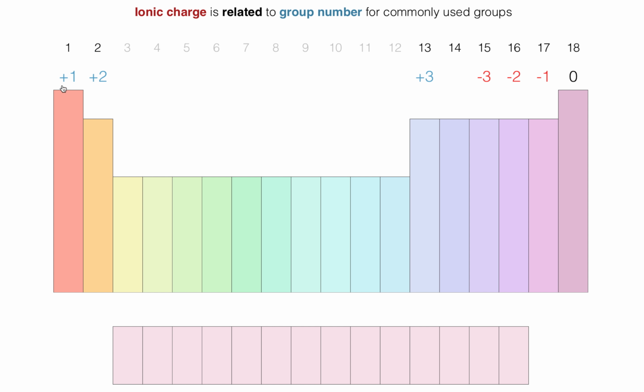And you can even write this. You can draw a little cartoon of this rough shape and draw the little plus and minus signs above them to help you remember. So we can just go +1, +2, +3. Why they become those charges, I'll have to explain in another video specifically about ions, but for now you'll just have to take my word for it.